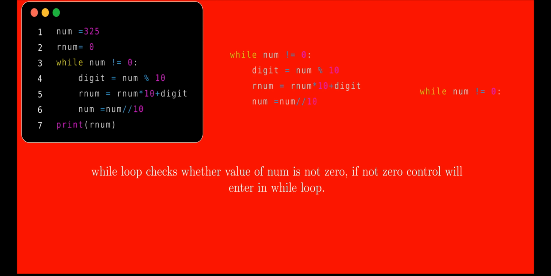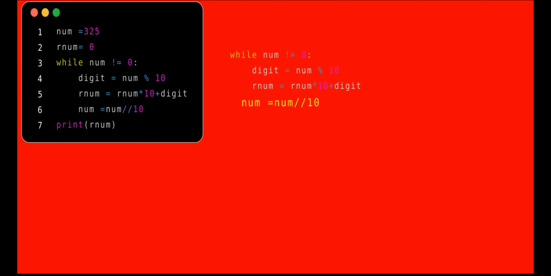Now if you see the condition for the while loop, while num not equal to 0, it means control will enter inside the while loop if num is not equal to 0.